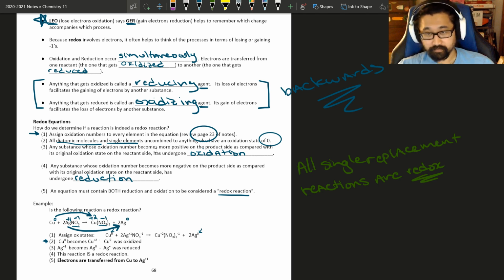All right? LEO says GER. If you see agent, think opposite. In order to figure out if something is redox, see if it's single replacement. If you can't tell based on that, start labeling oxidation states. If something changes oxidation states from one side to the other, you have a redox. If not, you have a boring reaction.